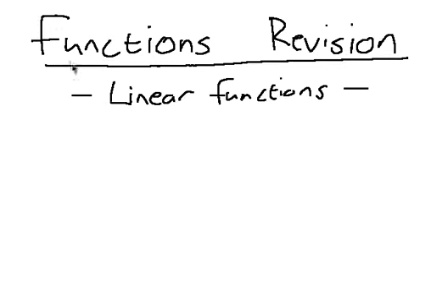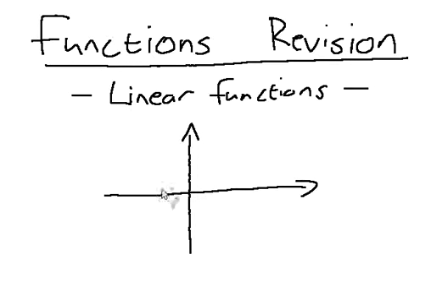Okay, we're going to talk a little bit about linear functions that you've already covered and go through an example of what sort of question you could be asked. So just a quick recap. A linear function is a function whose graph looks something like that. A straight line is a linear function. So it could be that, it could be that. These are all different linear functions.